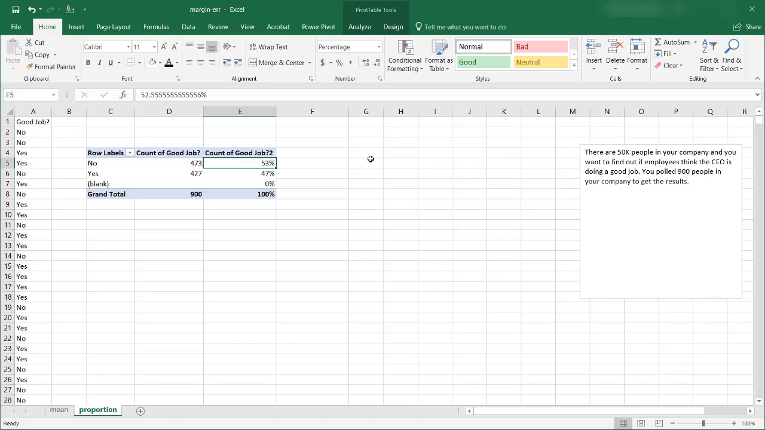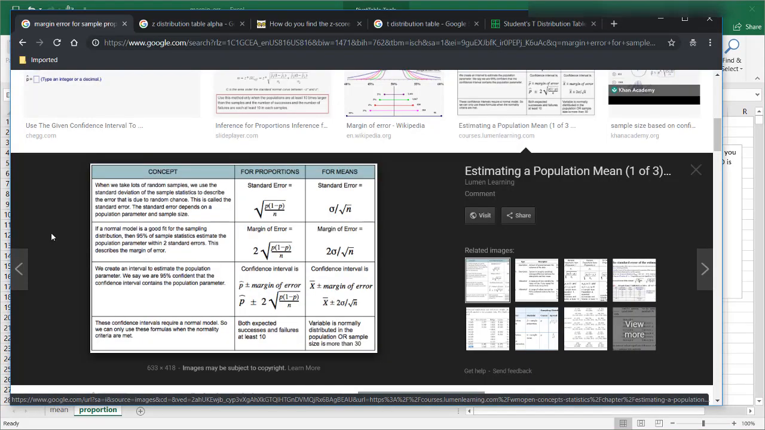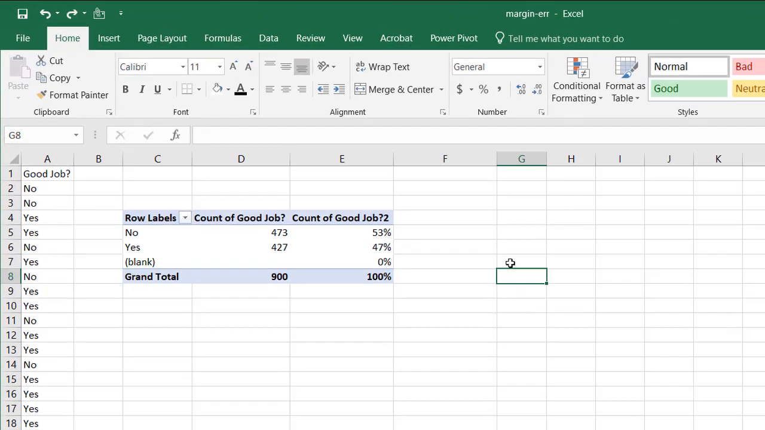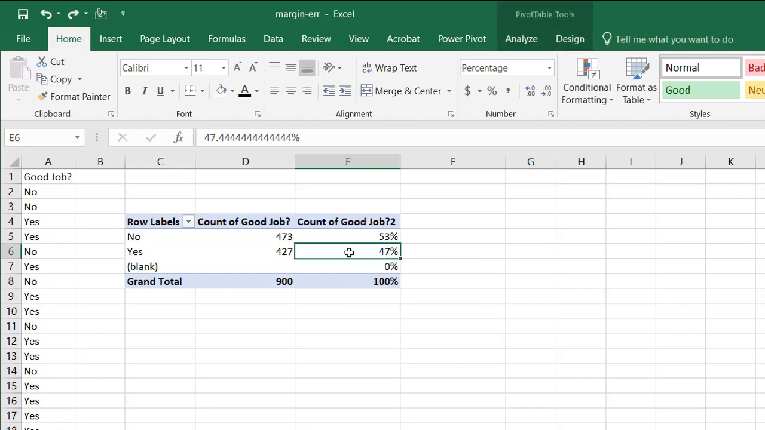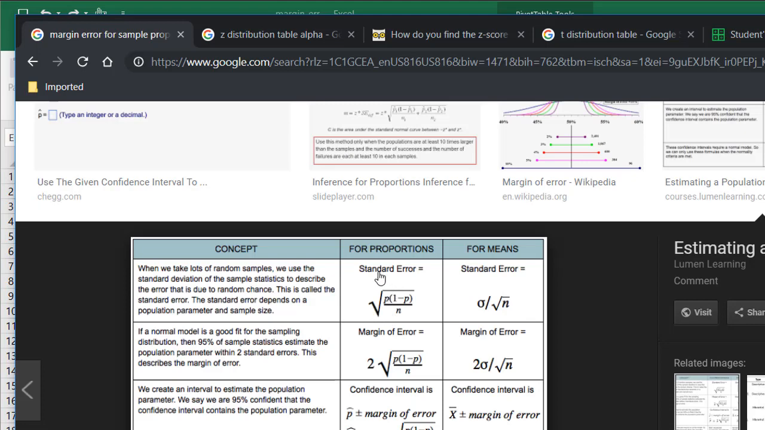What we want to figure out here is the standard error. To figure out the standard error, we need to put the numbers here. So P is going to be our yes, 47. I've got my data here that says 47% of the people surveyed say the CEO is doing a good job. But what's my error? What's my margin of error? How do we figure that out? We need to find the standard error of proportion here. To find out the standard error of my sample proportion, this shows it. It's basically the square root of p times 1 minus p over n.